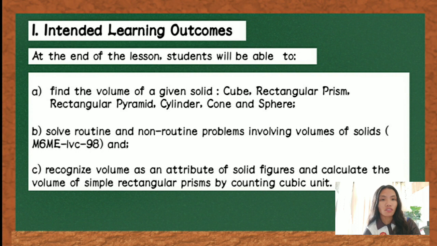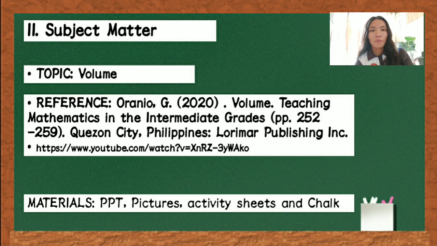Find the volume of a given solid: cube, rectangular prism, rectangular pyramid, cylinder, cone, and sphere. B. Solve routine and non-routine problems involving volumes of solids. And C. Recognize volume as an attribute of solid figures and calculate the volume of a simple rectangular prism by counting cubic units.